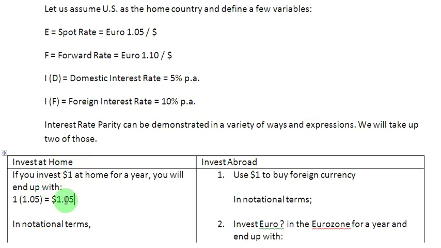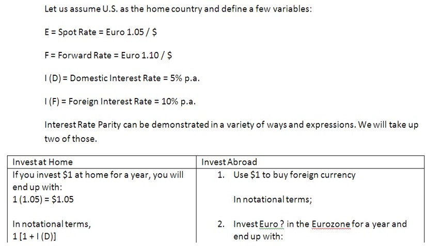We can write the same thing in notational terms as well. Let us do that. What we are doing here is we are writing $1 and then we are multiplying this thing by 1 plus the domestic interest rate, which we have represented as ID. So let's write an ID here, and that is going to be pretty much it.